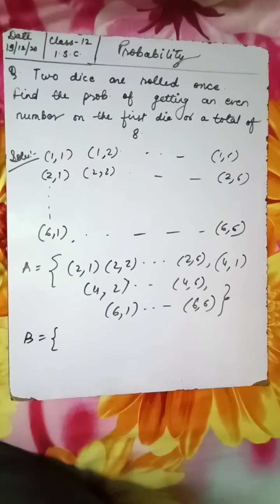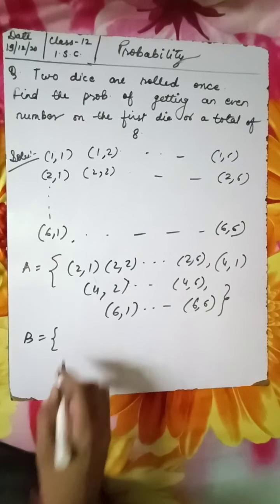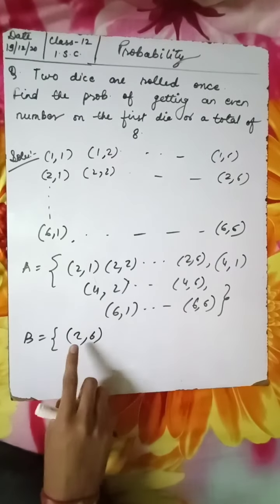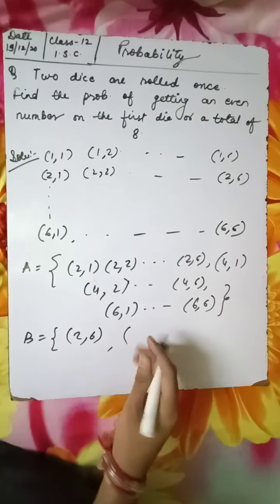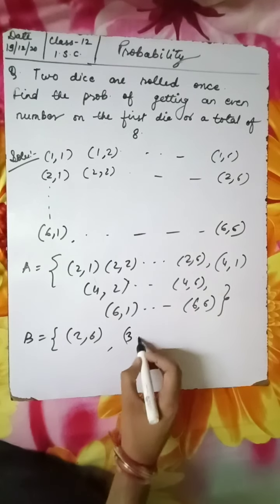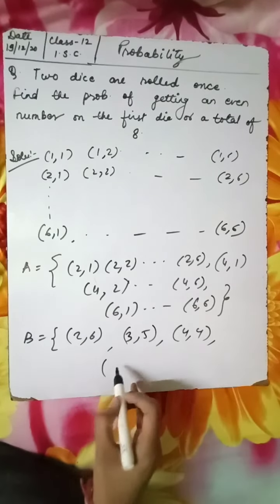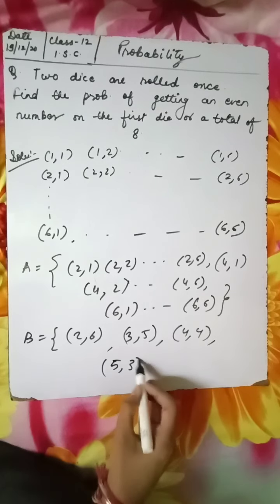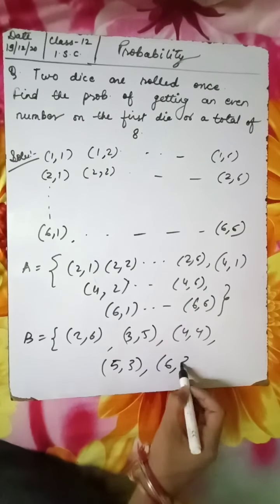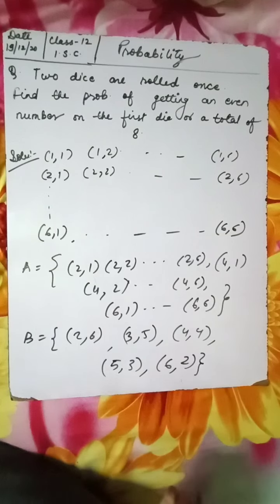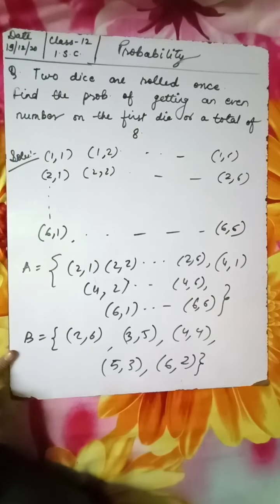What will be N of B? The total should be 8. So how will we get 8? The first pair is 2 6, right? Because 2 plus 6 is 8. Then 3 5, okay. Then 4 4. Then you can take 5 3 also, and 6 2. Okay, so this is our A and this is our B.